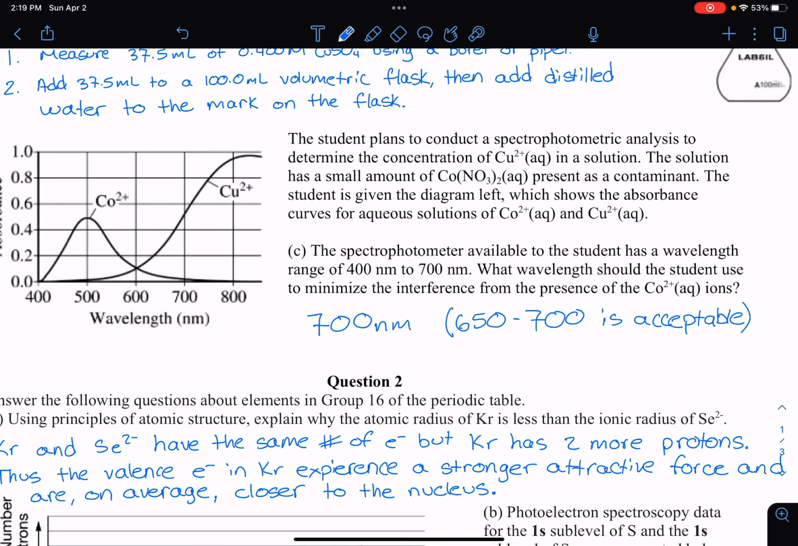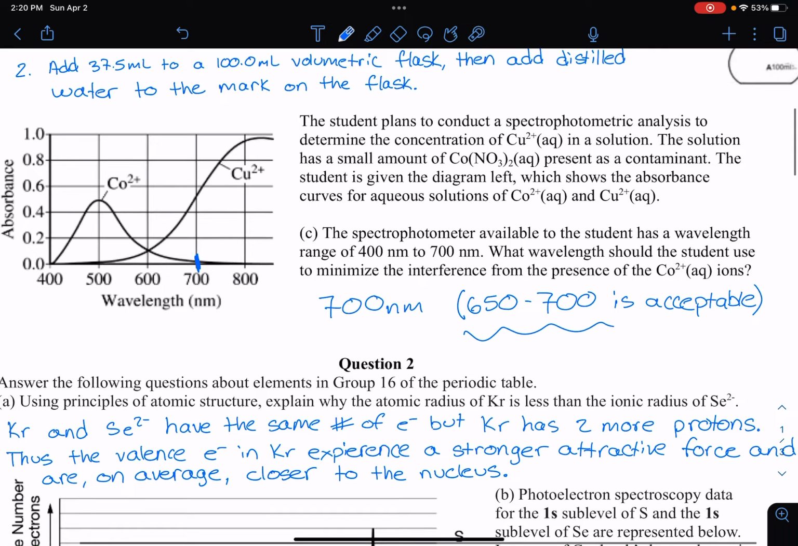From part C here, the spectrophotometer available to the student has a wavelength of between 400 nanometers to 700 nanometers. What wavelength should the student use to minimize the interference from the presence of the cobalt? So we'd want pretty much the highest one from that available list, because the graph is showing there's very little absorbance of cobalt is going to show up if we use a wavelength of 700. The grade rubric said anything between 650 and 700 is acceptable.